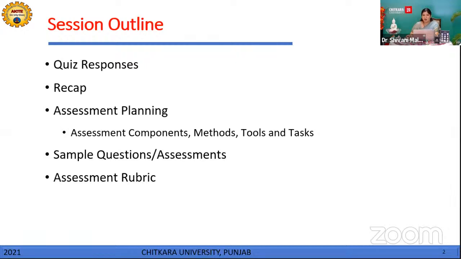I'll take you through the session outline. Initially, we'll discuss the quiz responses that you gave yesterday, and the recapitulation of what Dr. Rajneesh, Dr. Jadhav, and Dr. Mantri presented in the 3 sessions. Then assessment planning, that is the assessment components, the methods, the tools, and the tasks required for planning an effective assessment mapped with the program outcomes. Some sample questions and assessment templates will be discussed, and the rubric that is required for the assessments.